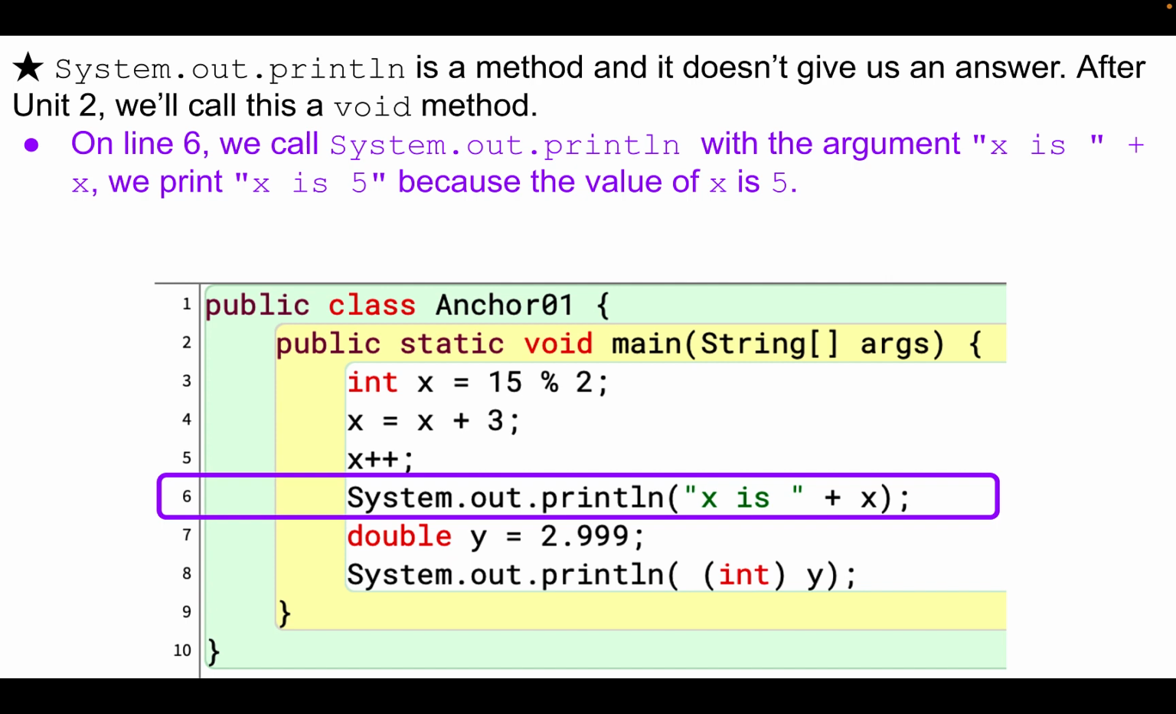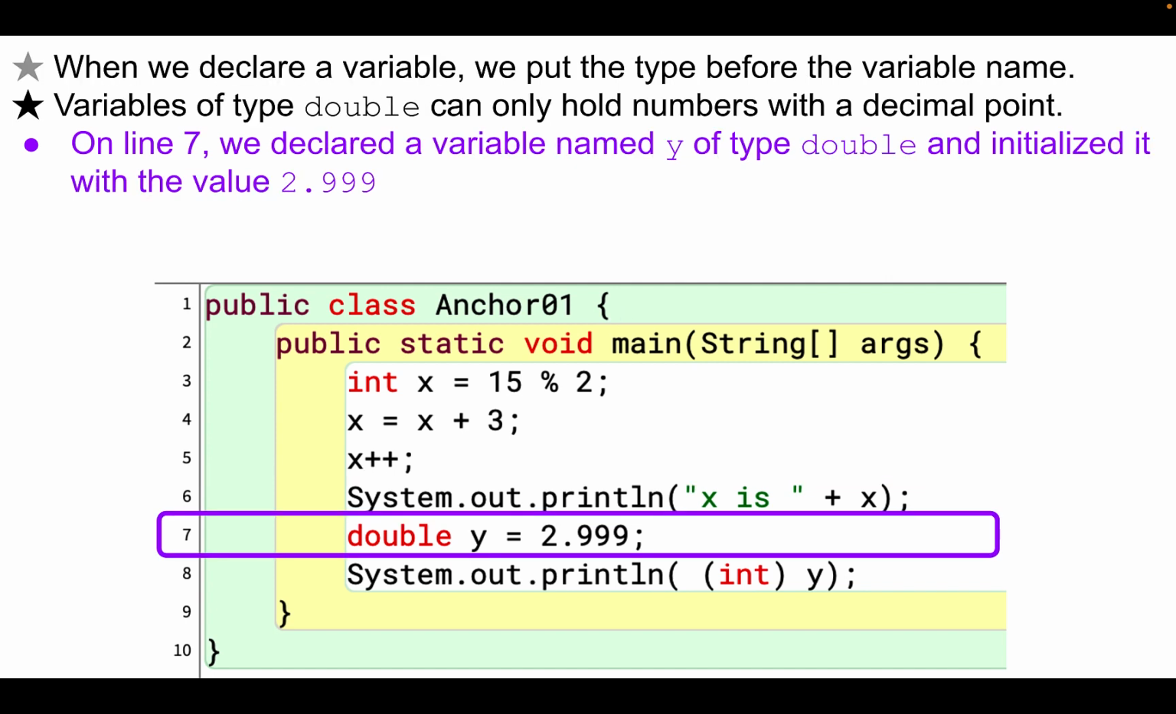System.out.println is a method and it doesn't give us an answer. After unit 2, we'll call this a void method. On line 6, we call System.out.println with the argument "x is " + x. We print x is 5 because the value of x is 5. Here I have a gray star. So again, we've seen this specific line before.